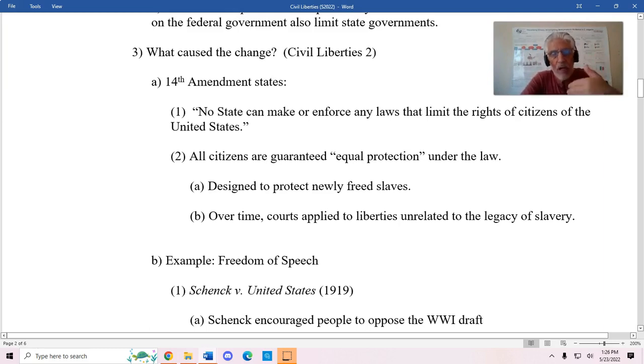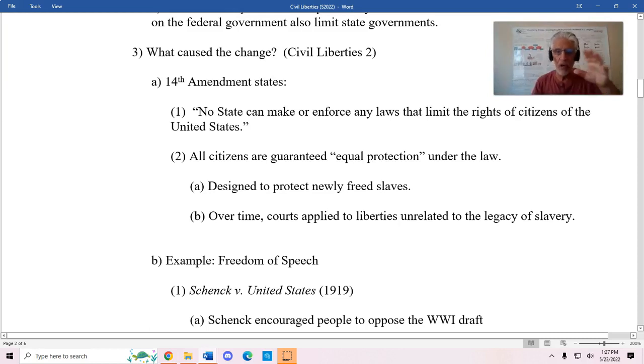The 14th Amendment was designed to protect the newly freed slaves. It was to essentially prevent southern states, where like 4 million newly freed slaves lived, from passing laws that essentially found another way of putting slaves back into a different form of slavery.